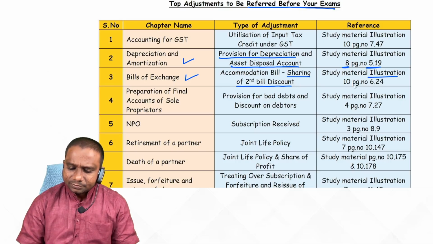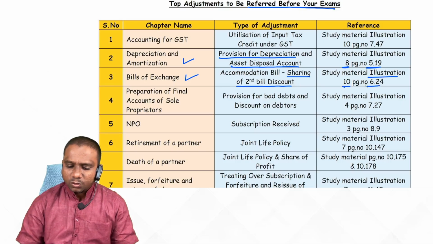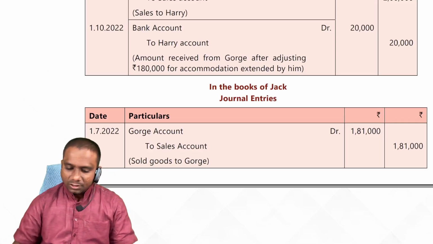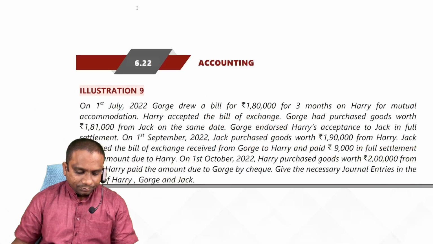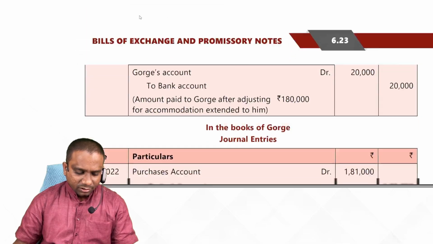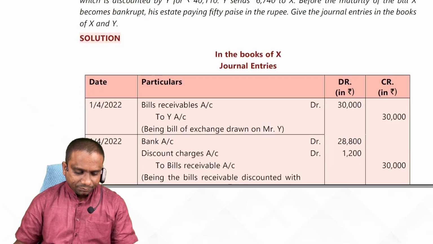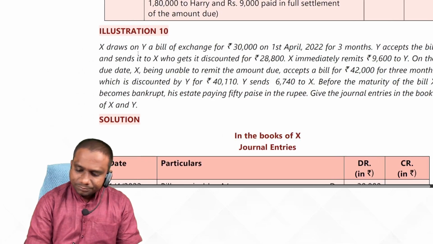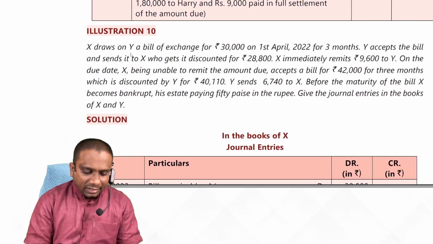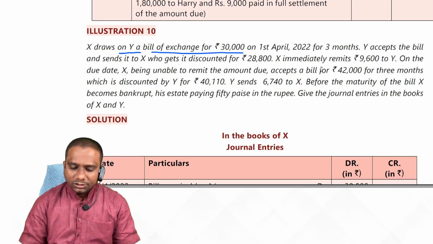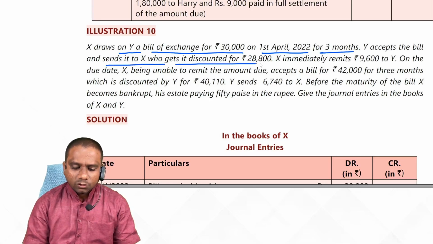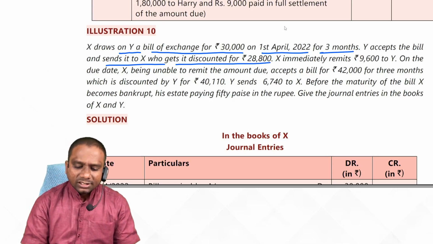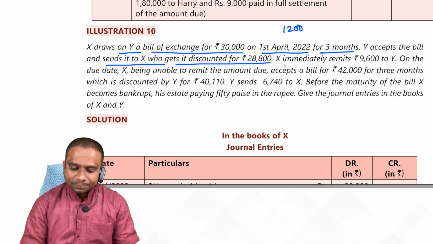For that, go to illustration 10, page number 6.24, students. X draws on Y a bill of exchange for 30,000 on 1st April 2022 for 3 months. Y accepts the bill and sends it to X, who gets it discounted for 28,800. Here, what is the discount amount? 1200 rupees is the discount amount. X immediately remits 9600 to Y.